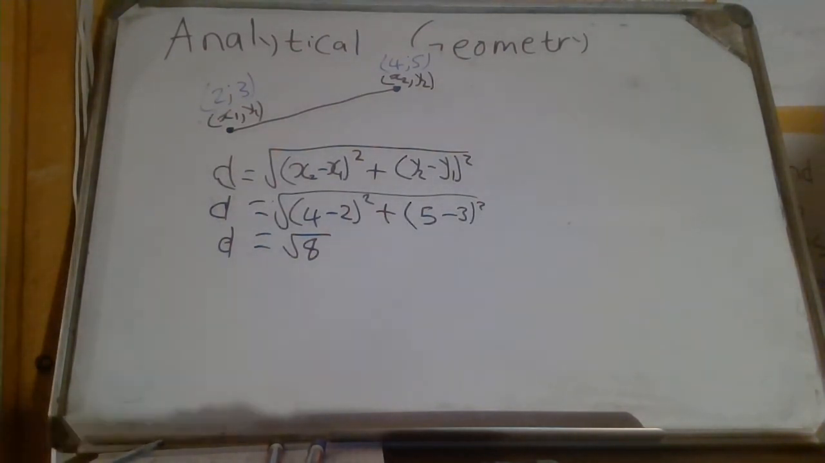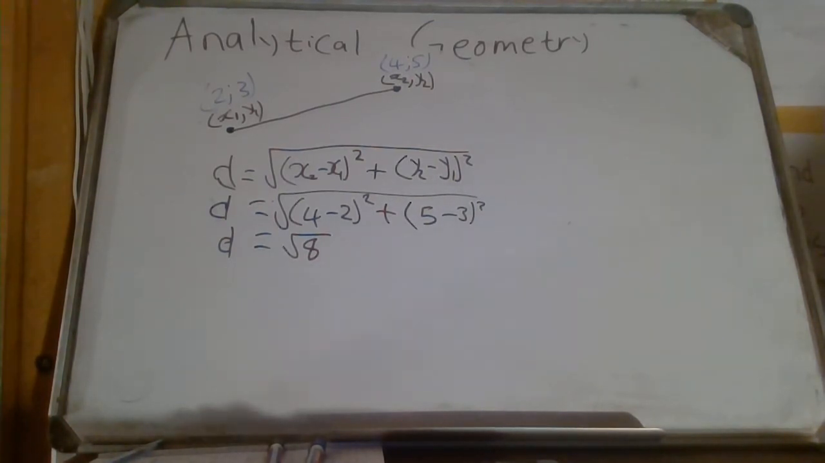Now, I want you to listen very carefully. If they said in the instruction, leave your answer in surd form, what you can simply do here is simplify this square root of 8 so that it is in the simplest surd form. If they didn't say anything, you can also just leave it in the simplest form.